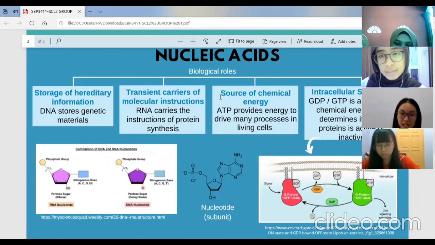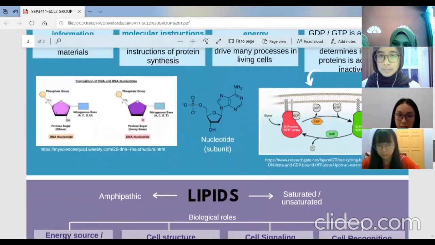Besides, nucleic acids are also the source of chemical energy. ATP provides the energy to drive many processes in the living cells, such as active transport, reaction coupling, and protein synthesis. In intracellular signaling, GTP is a source of chemical energy that will determine if the G protein is inactive or active. If GTP is bound to the G protein, the G protein will be activated, whereas if GDP is bound to the G protein, it is inactivated. It is shown in the diagram below.